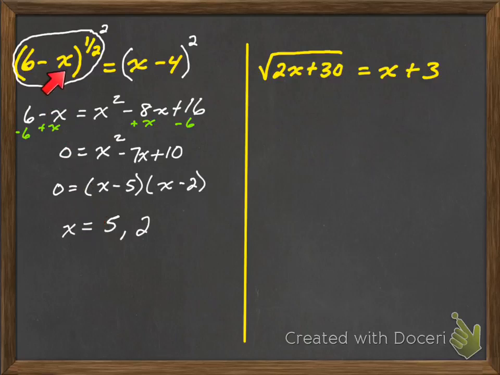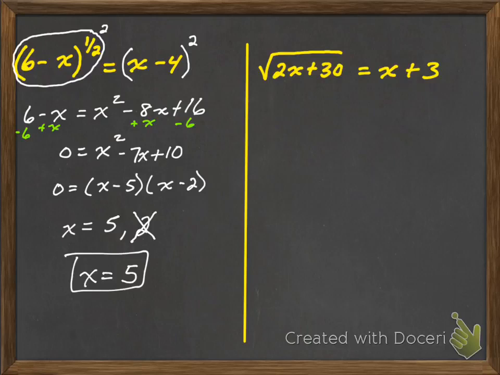Now when you plug 5 back in here, you get 6 minus 5, which is 1. 1/2 power means square root. The square root of 1 is 1. Over here, 5 minus 4 is also 1. So that gives us 1 equals 1. That works. Now when you plug 2 in, you get 6 minus 2, which is 4. This means square root of 4, which is 2. Plug 2 in over here, you get 2 minus 4, which is negative 2. So you end up with 2 equals negative 2. That is not a valid solution, which means 2 is an extraneous solution. The only solution here, therefore, is going to be x equals 5.